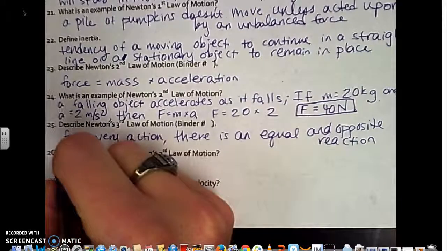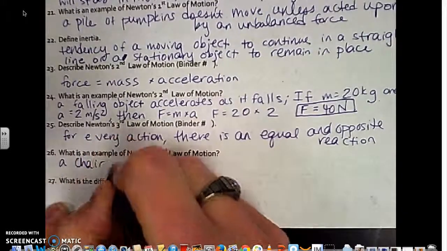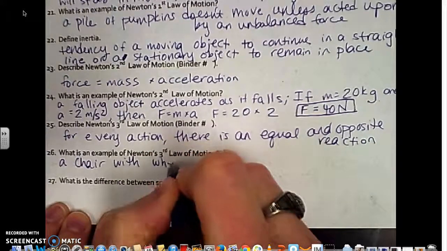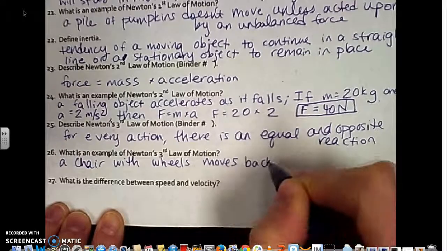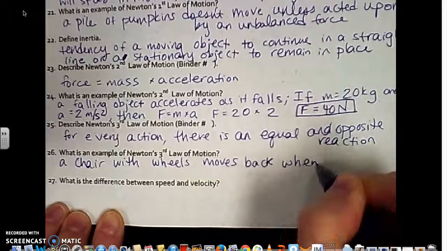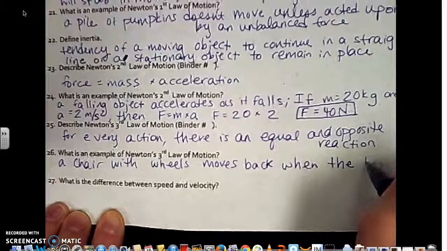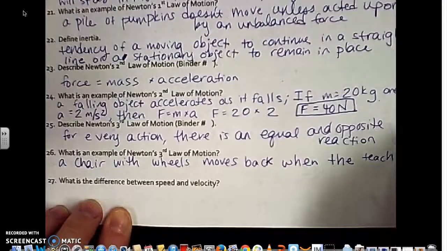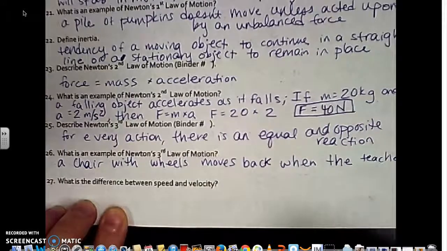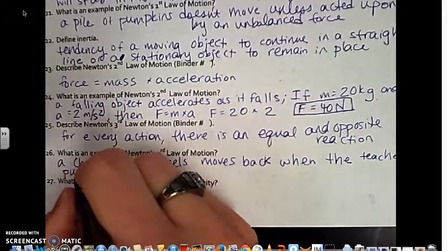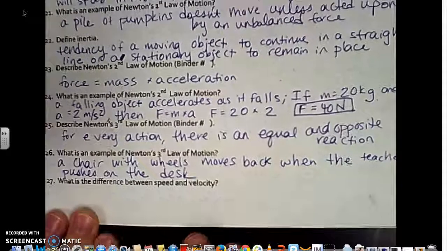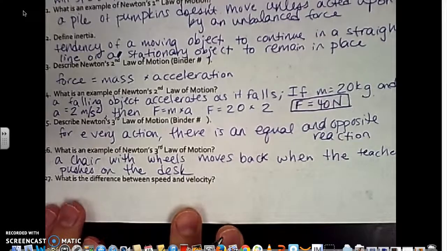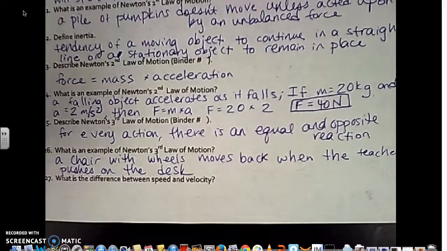Another example is a chair with wheels that moves back when the teacher pushes on the desk. You all recall this when I was going over these notes. I push one way and I go the opposite way. Just kind of visualize, picture that.